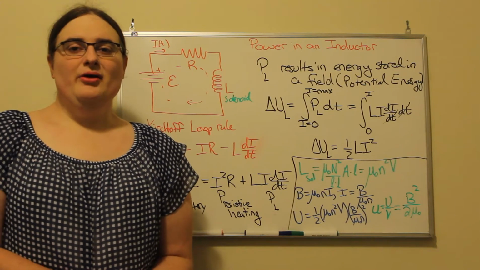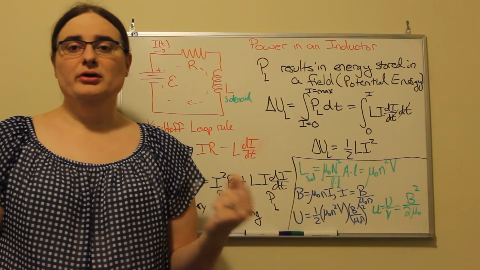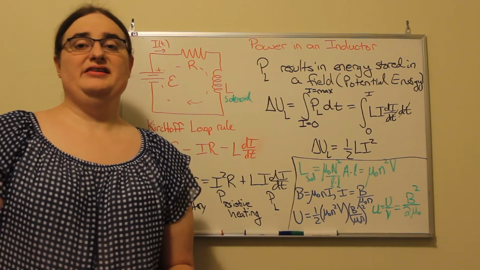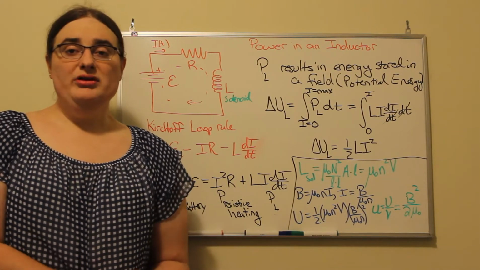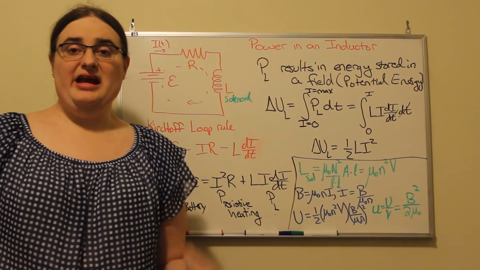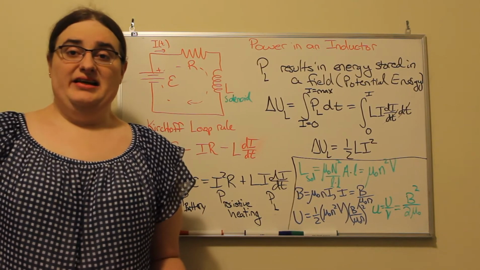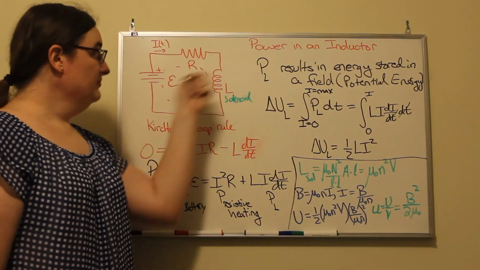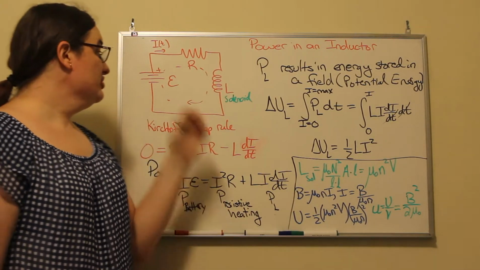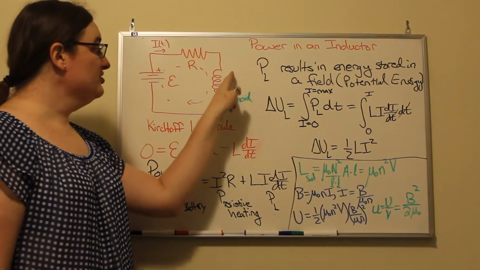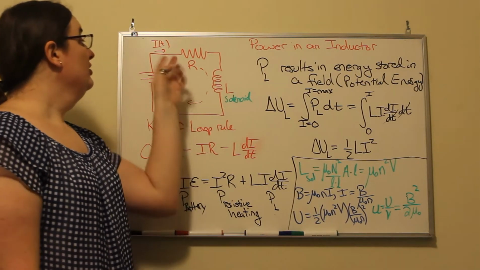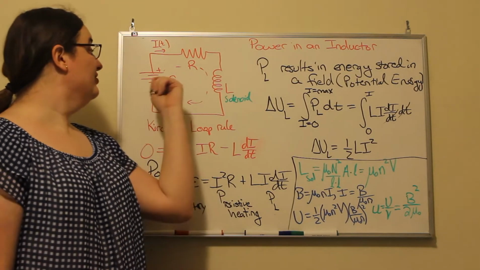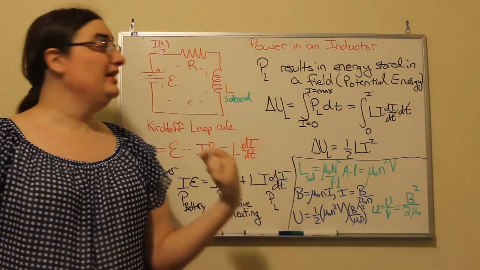Hi, in this video I want to talk about the power that is being delivered to an inductor, what it does, and ultimately how it gives us a way of determining the energy density in a magnetic field. So if we were to apply Kirchhoff's loop rule to a simple RL DC circuit, we have a battery, we have a resistor, and we have an inductor. Our resistor has a resistance R, our inductor has an inductance L, and the battery's producing an EMF.